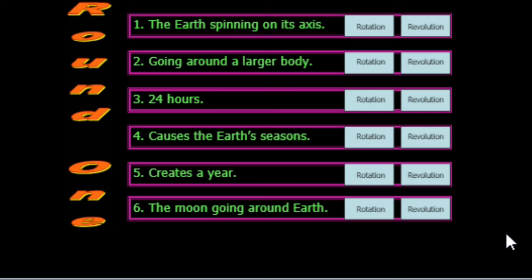Number 4, it causes the Earth's seasons. So the Earth is tilted, and it moves around the outside of the sun. Takes a year to go all the way around, and that is 1. As mentioned, it creates a year, and that is.